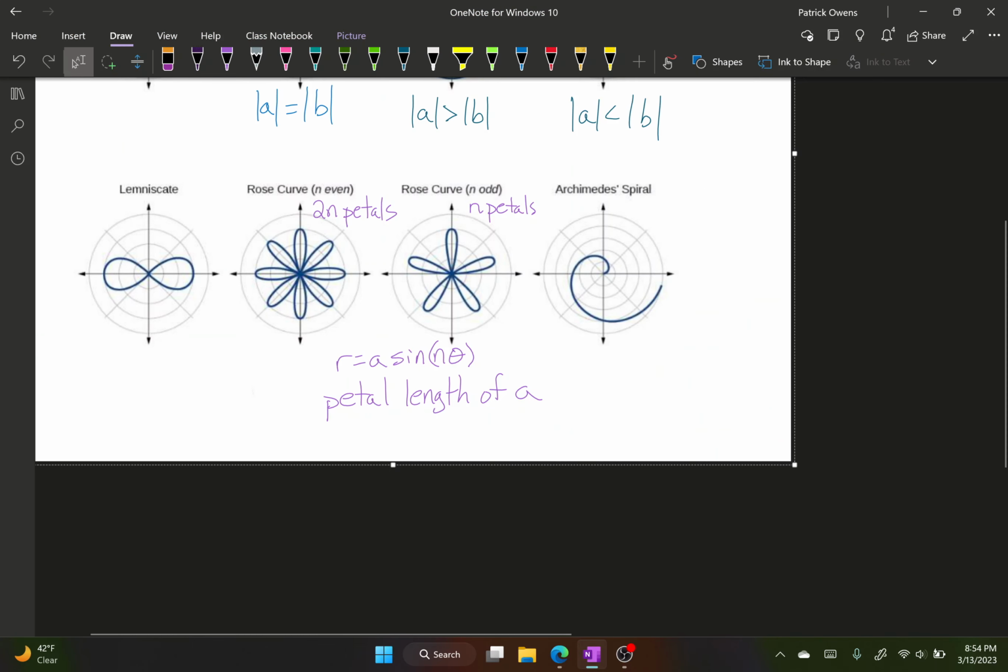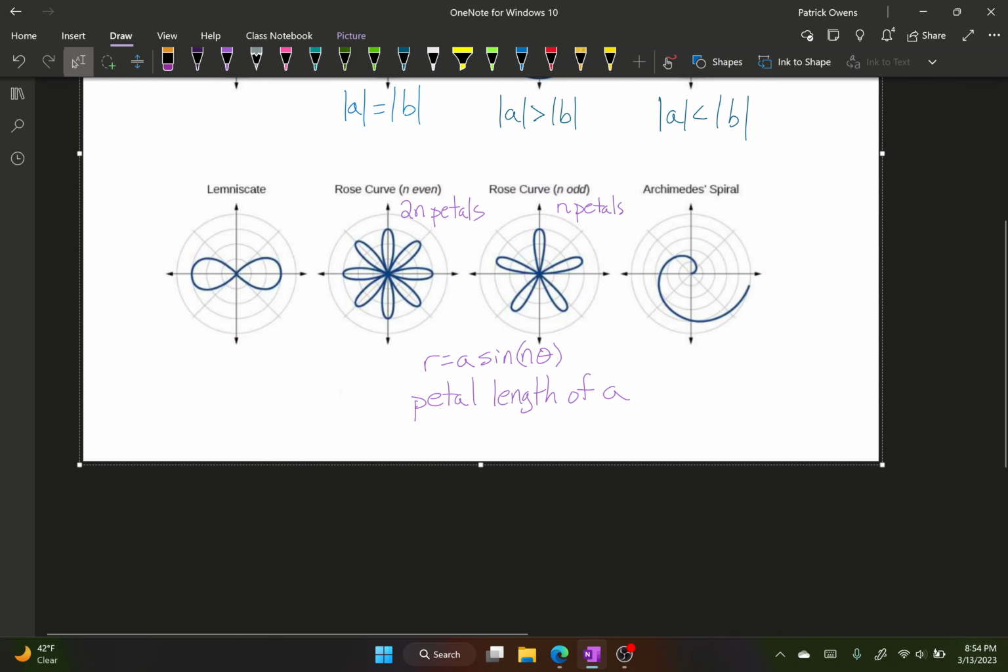Let's talk about lemniscates. Those are going to have the equations of r squared, let's do a little darker green, r squared equals a cosine of 2 theta, or sine of 2 theta. It's an infinity sign. The square root of a is going to be the petal length.